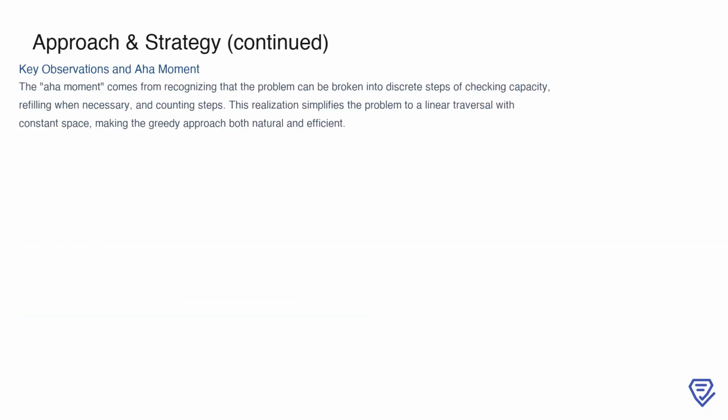The key insight, or the aha moment, in solving this problem comes from realizing that the task can be broken down into 3 clear steps: checking the remaining capacity of the watering can, refilling when necessary, and counting the steps taken. By focusing on these discrete actions, the problem simplifies into a linear traversal with constant space usage. This clarity makes the greedy approach feel natural, as it mirrors the actual process of walking back and forth to water the plants while tracking steps. This realization not only streamlines the implementation but also highlights the elegance of the solution, combining efficiency with simplicity.